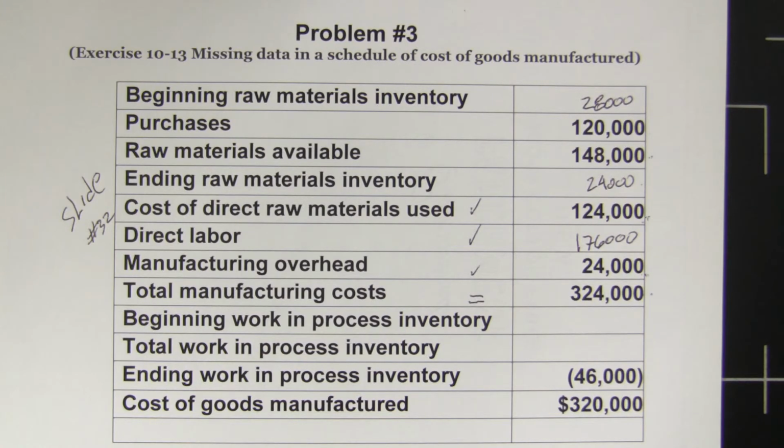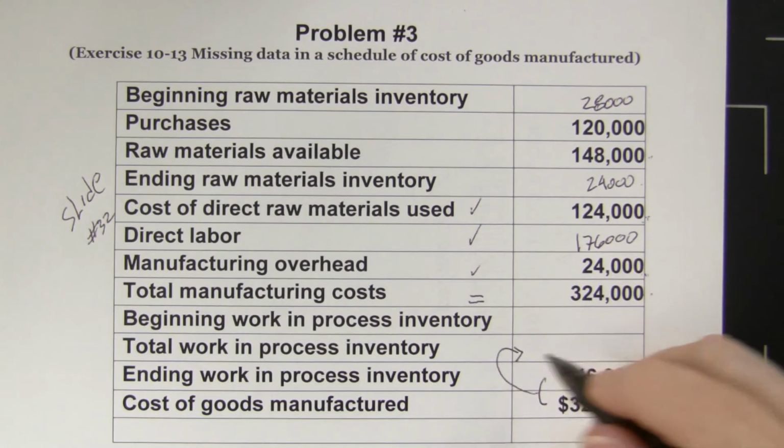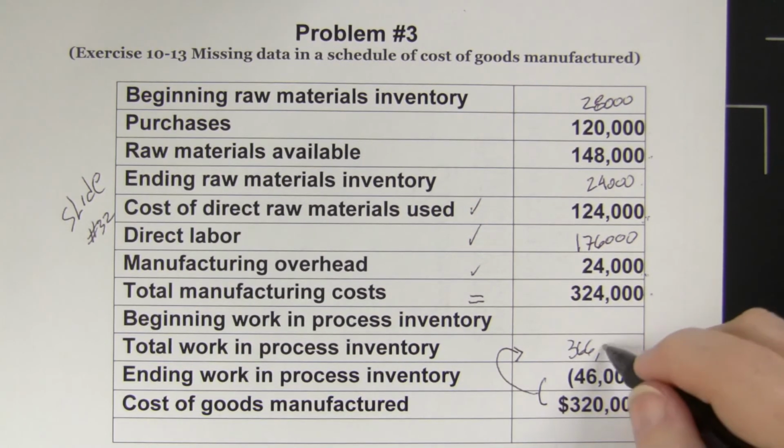Okay, the next thing we need to talk about is the beginning work in process inventory. Well, we really can't do that directly, so we're going to have to work our way up from the bottom. Our cost of goods manufactured was 320, and our ending work in process was 46. So our total work in process was these two combined. So that's 366.